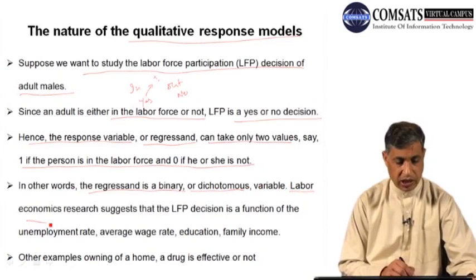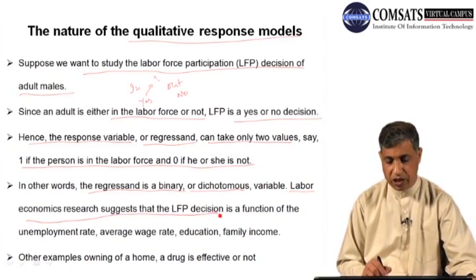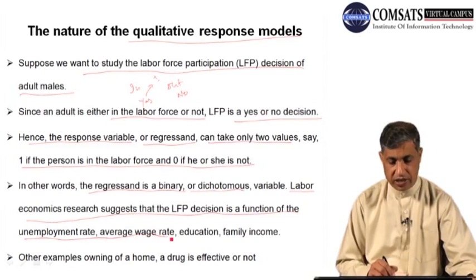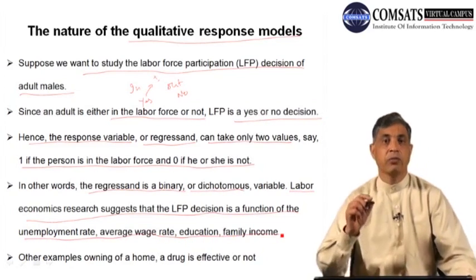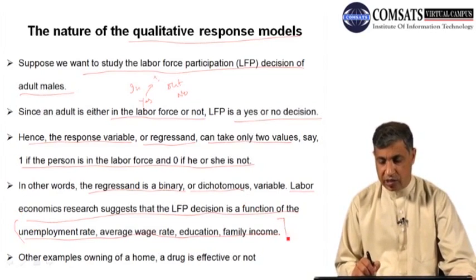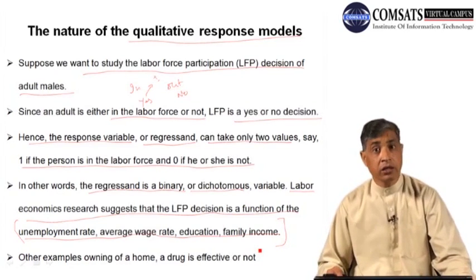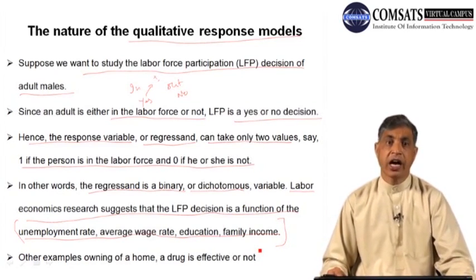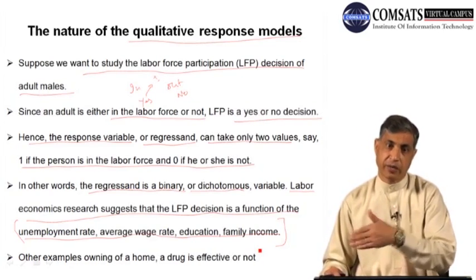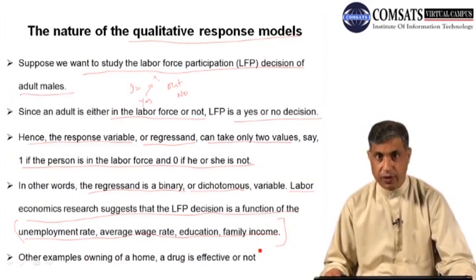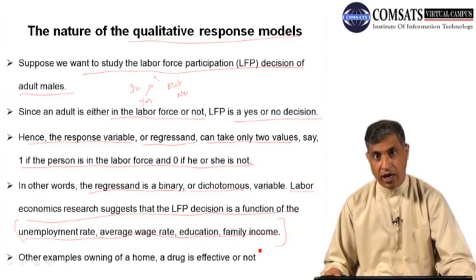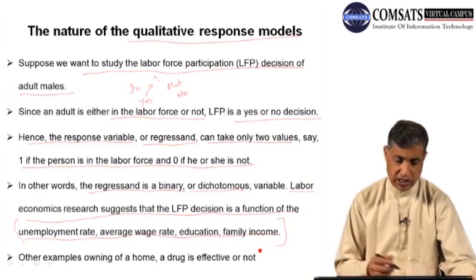Labor economics research suggests that the labor force participation decision is a function of the unemployment rate, average wage rate, education, and family income. Now, these are independent variables, and we have nothing to do with them now. I will not explain them; I have just given you a glimpse. You can include as many independent variables as can affect people's decision whether to participate in the labor force or not. I have no concern with that here.